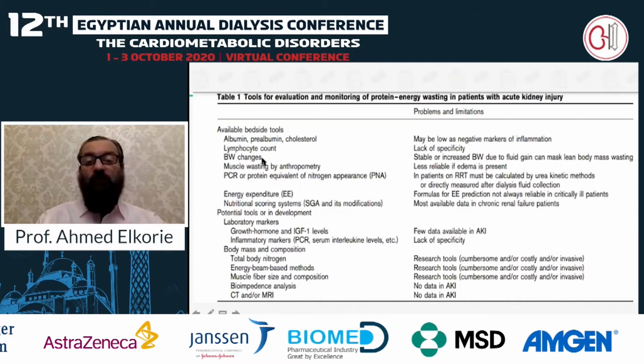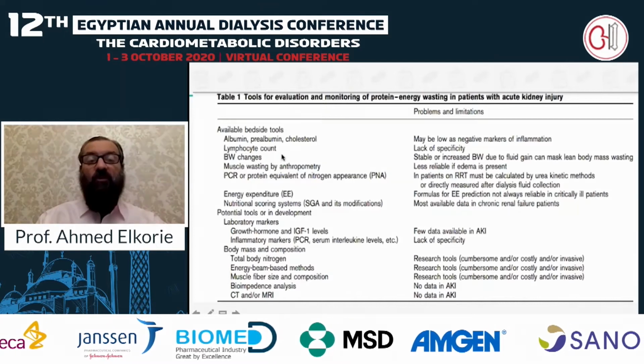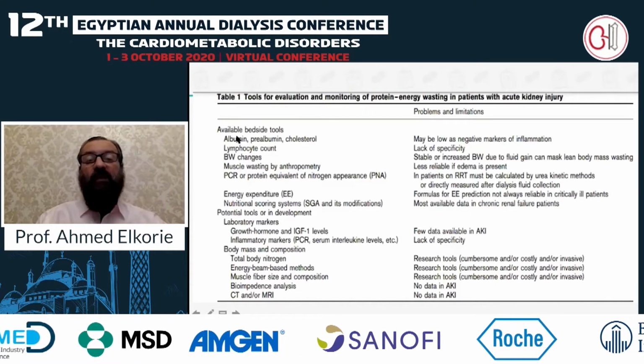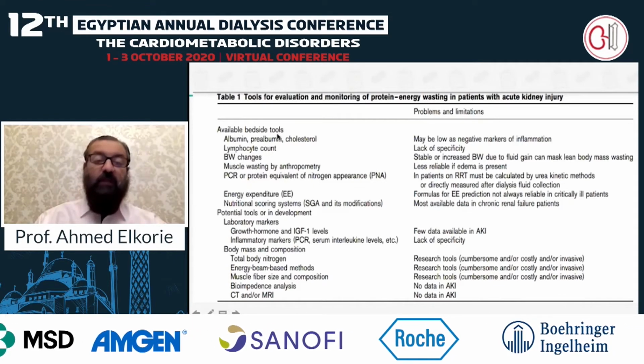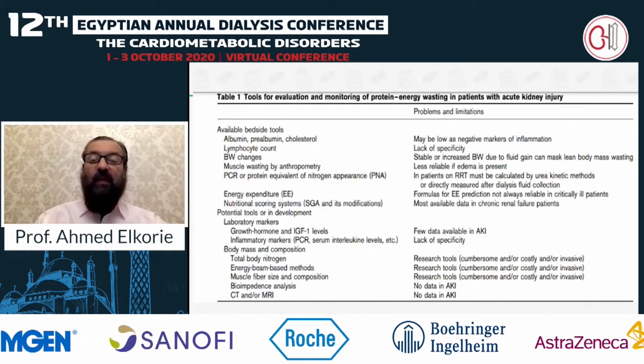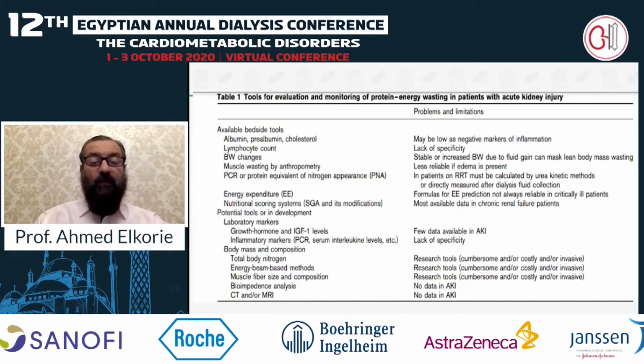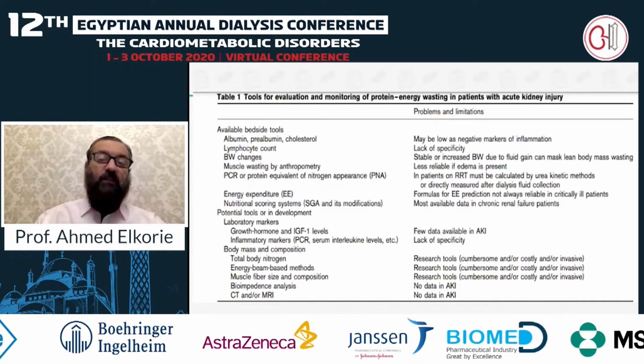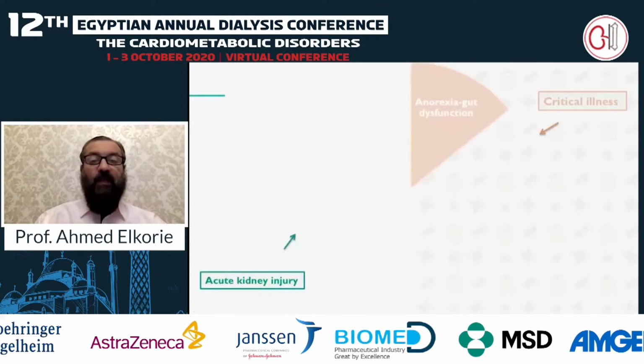Muscle wasting by anthropometry, as we measured earlier, the body weight and the lymphocyte count, the albumin, prealbumin, and others, all can be used as clinical methods to determine the protein energy wasting in those patients with AKI.